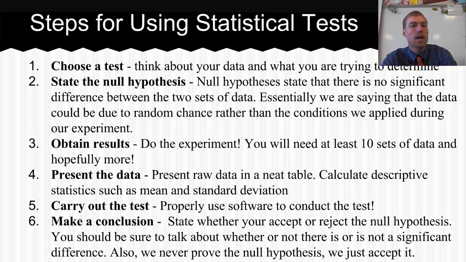Remember, the null hypothesis is saying that the data could be due to random chance, right? But we don't know necessarily if it was. So we just accept the fact that it probably was due to random chance, given the data that we have, right? We never say that we prove the null hypothesis. We just say that we accept it.